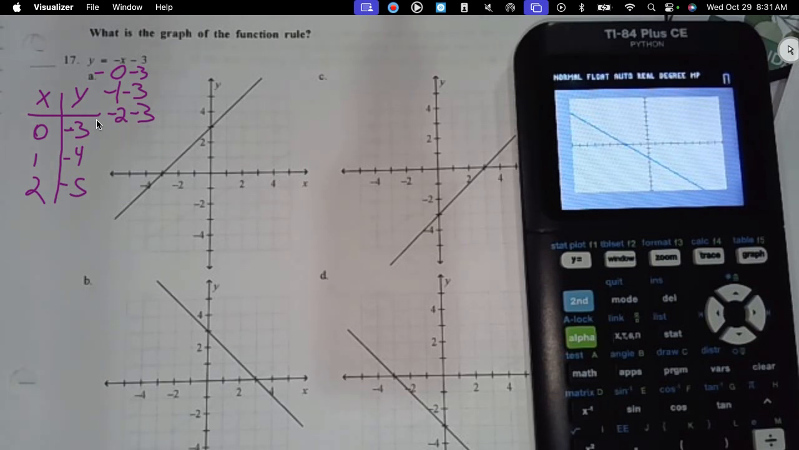And if I plot those 3 points, let me just start here. Over 0, down 3. Did that one work? That one's not on the graph. Did that one work? That one's not on the graph. Over 0, down 3. Hey, that one worked. So let's try my next one. What does it say? Over 1 and down 4. That's right here. Is that one on the graph? No. D matches. Okay, that's how you just plug them in.